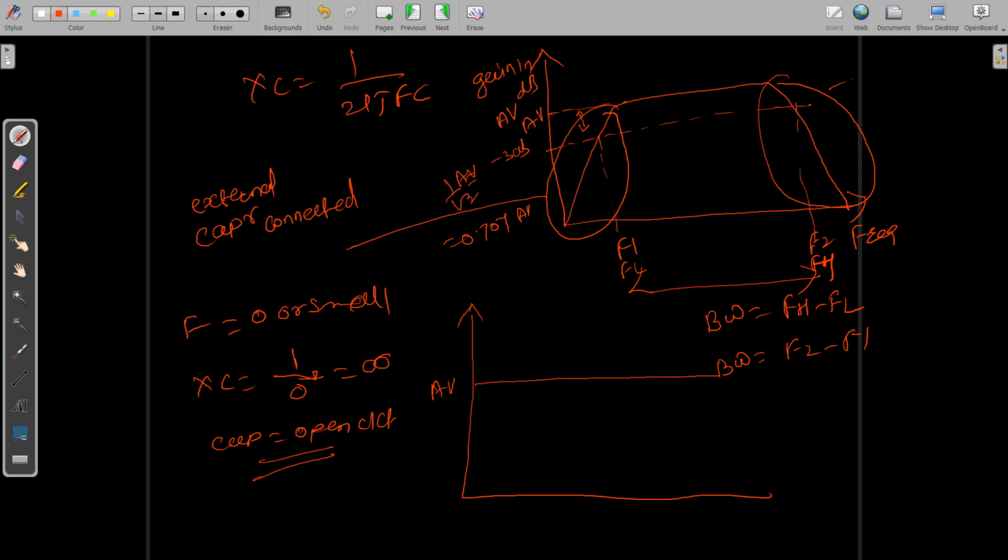And again, why the drop off or roll off at higher frequencies? This roll off at higher frequencies is because of the shunt capacitance or stray capacitance. What do you mean by shunt or stray capacitance?